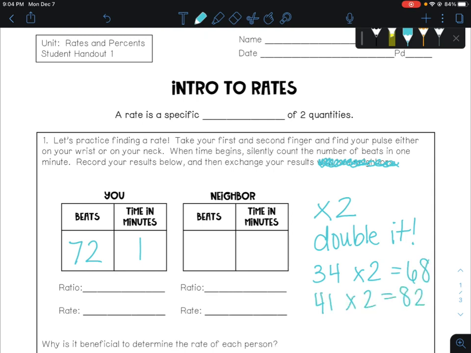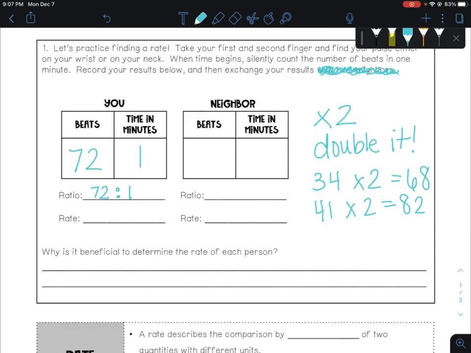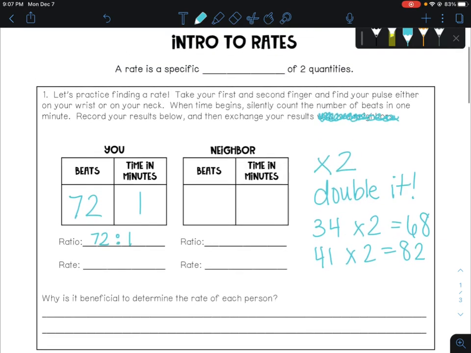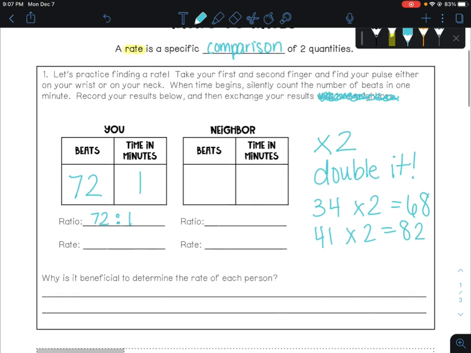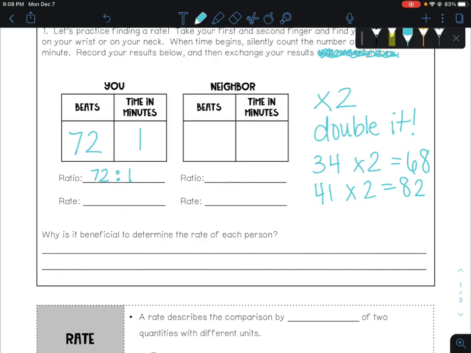Okay? All right. Since I don't know what you got, but we want to do a little bit of comparison here, I'll show you how to do it. My ratio was 72 to 1. Now for my rate, let's go back up and define what a rate is. A rate is a specific comparison of two quantities. And really what makes a rate different than a ratio is that you have two different types of units. Okay? So if we say the ratio was 72 to 1, that means the rate is 72 beats per minute.